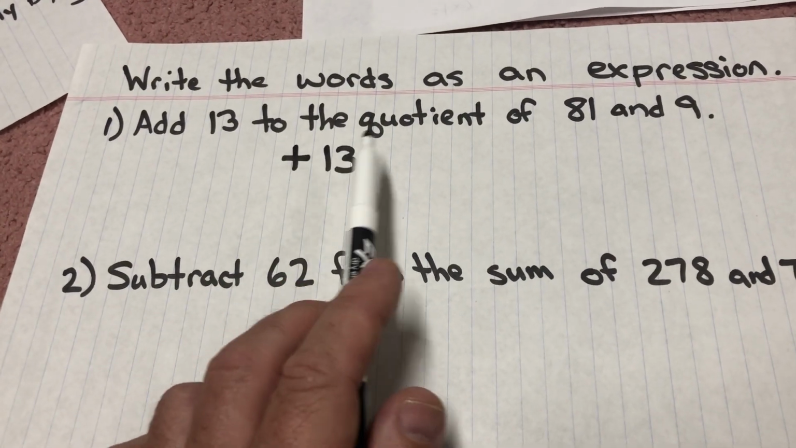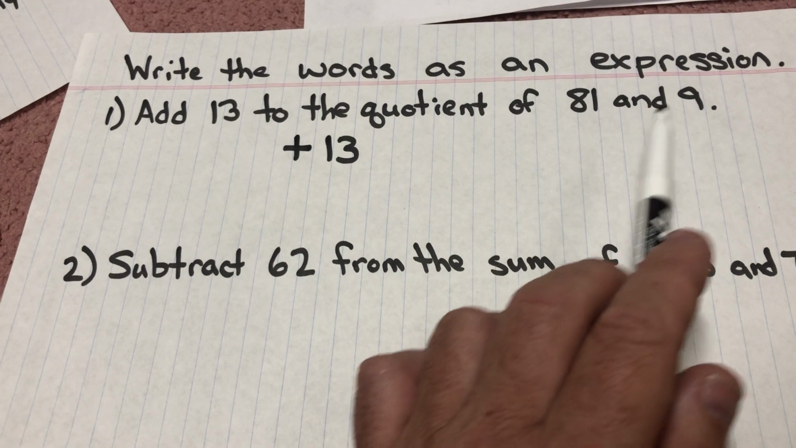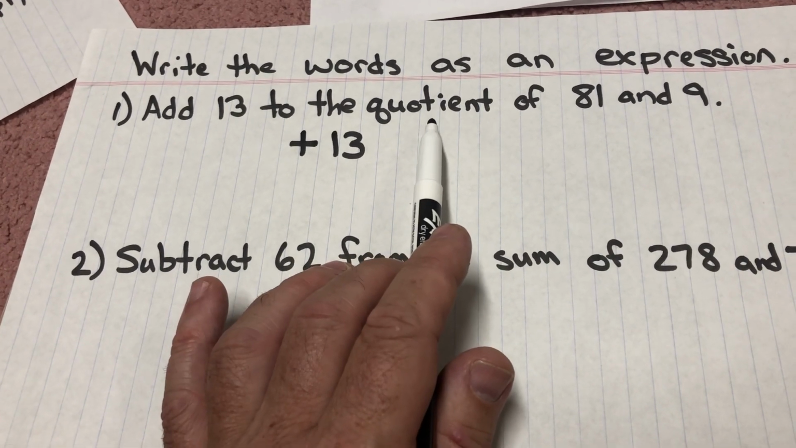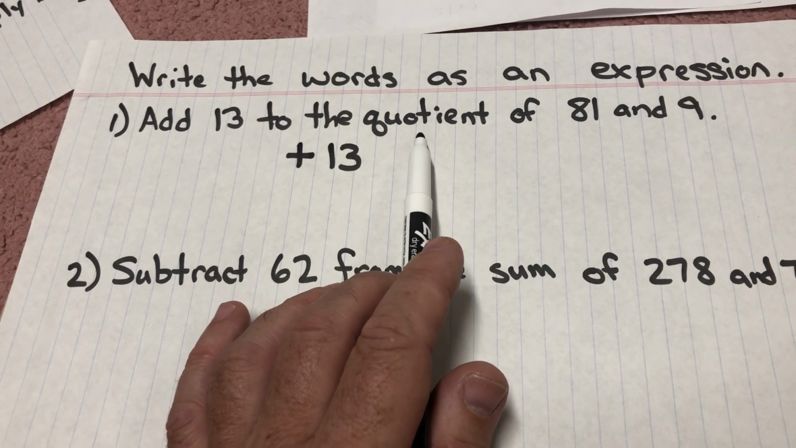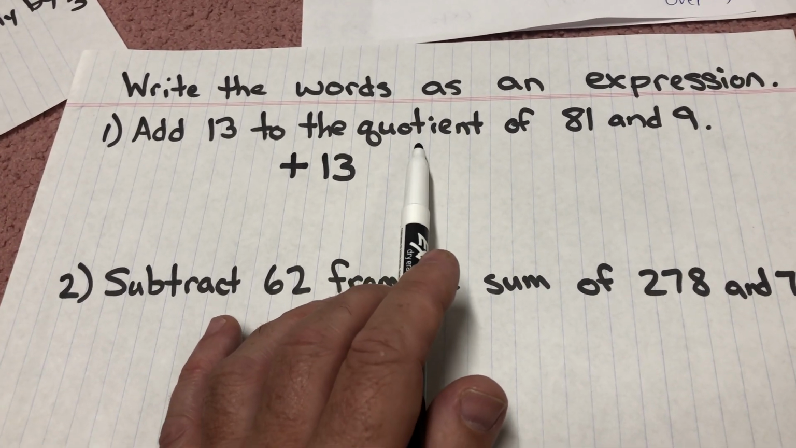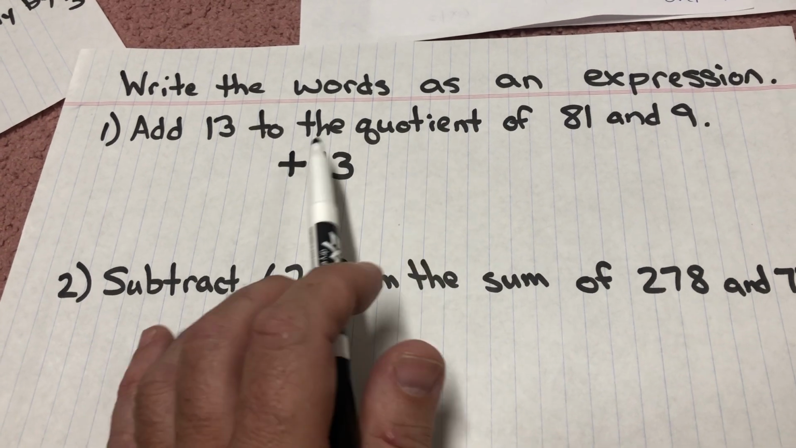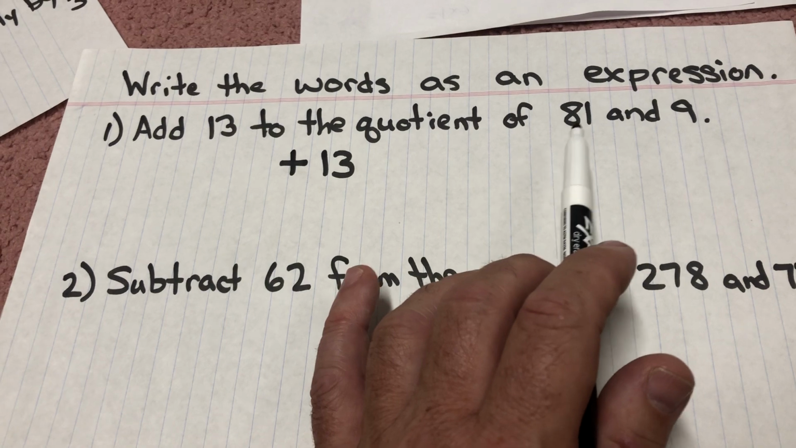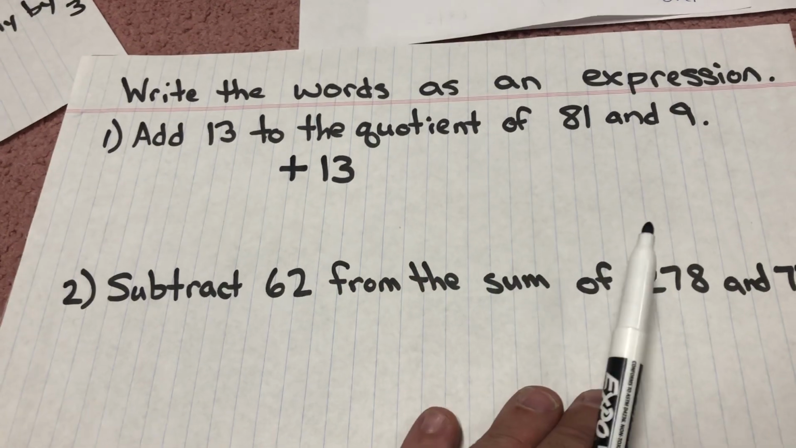But we're adding 13 to the quotient of 81 and 9. The key word here is quotient. It's important that we understand what this word means. The quotient is the answer to a division problem. So it says the quotient of 81 and 9, that means it's 81 divided by 9.